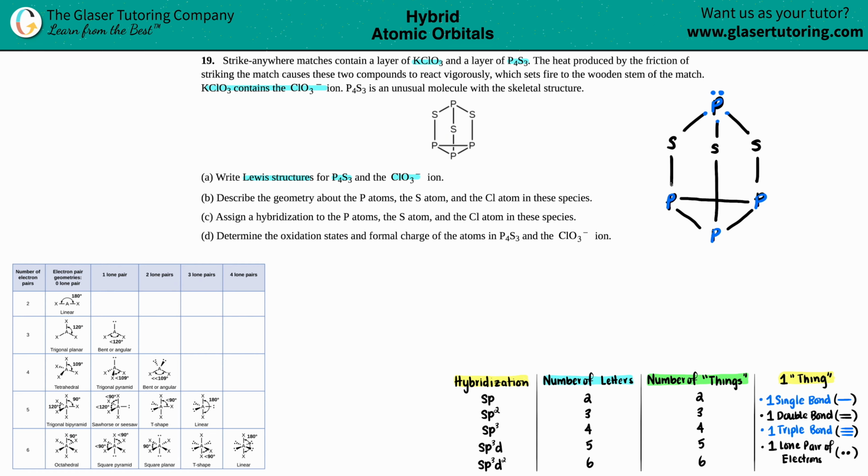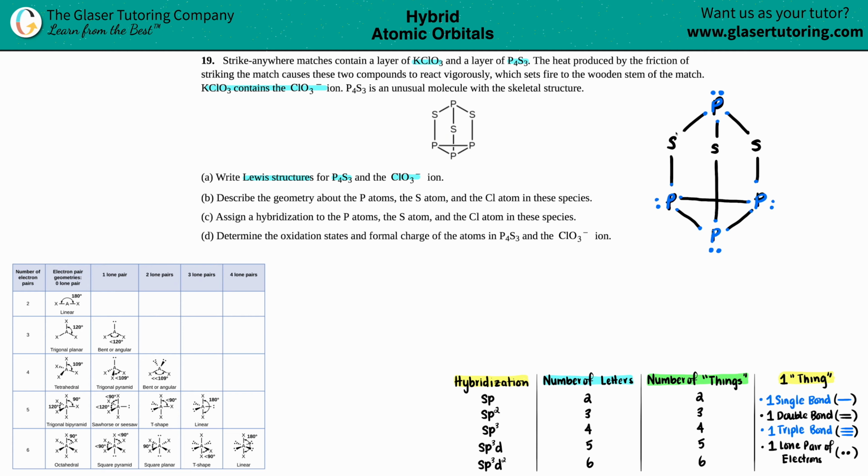This phosphorus has the 3 electrons that made the single bond, 1, 2, and 3. So it has to have 2 more. Same thing down here. So 1, 2, and 3. So I just have to add 2 more. This phosphorus, same thing. 1, 2, and 3. So we need 1 lone pair on the phosphorus.